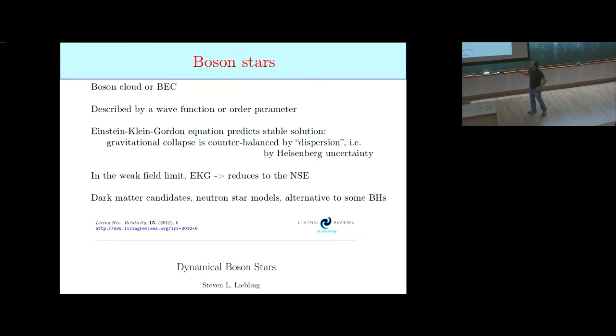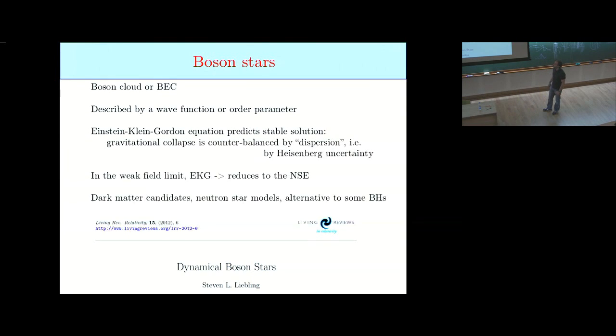So that's the counteracting mechanism for gravitational collapse in boson stars. Now, the key point is that in the weak field limit, that means for very weak gravity, it's relatively simple to show that the Einstein-Klein-Gordon equation reduces exactly to the Newton-Schrodinger equation. So although this equation was introduced by Penrose to study gravitationally induced collapse of a quantum wave function, it also naturally emerges as the weak field limit of the Einstein-Klein-Gordon equation. Okay, so different ways of deriving this equation.